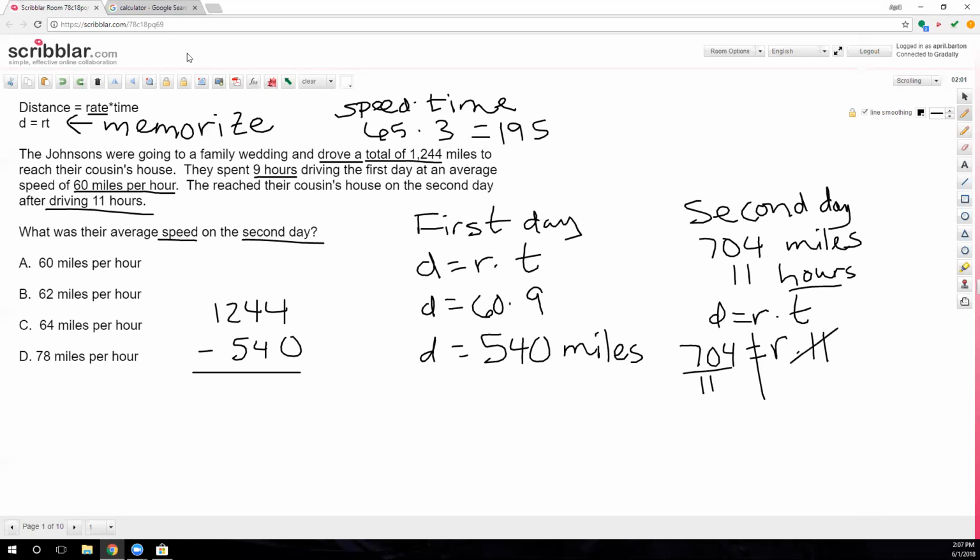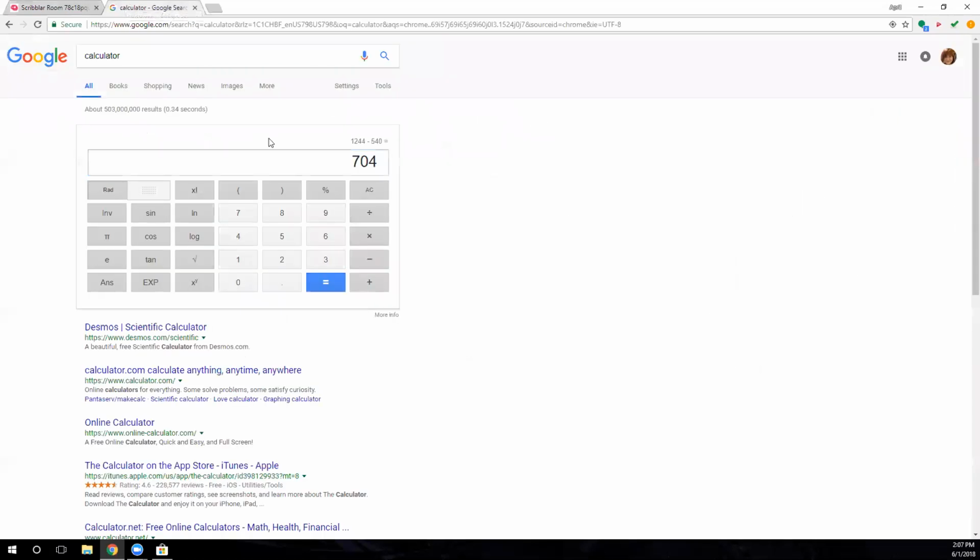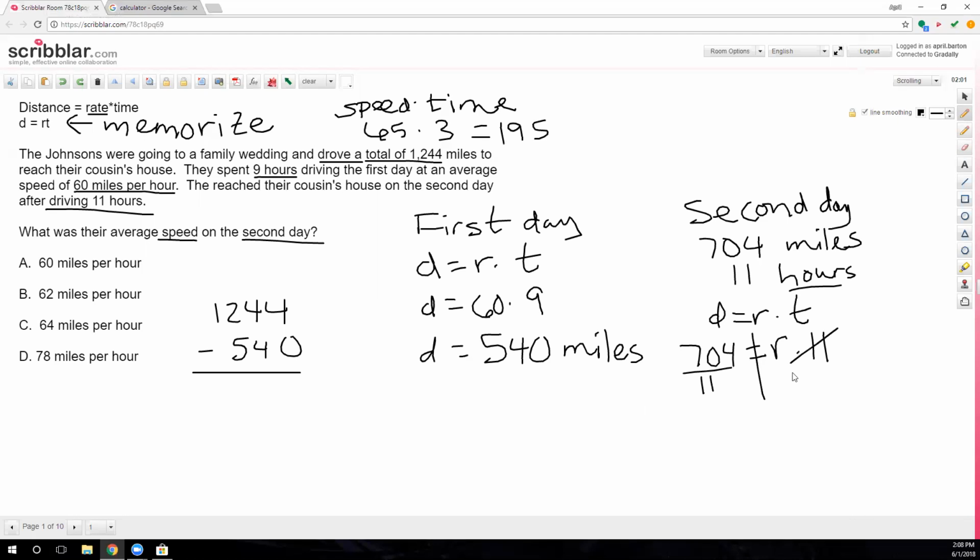So 704 divided by 11, I don't know what that is, so I'm going to hit up the calculator. Remember, you will have a little handheld calculator on the test itself. So you will have access to one when you take the exam. So 64, I was about to write 24 for some reason. 64 equals the rate. That was what we were looking for. On the second day, we traveled 64 miles per hour.